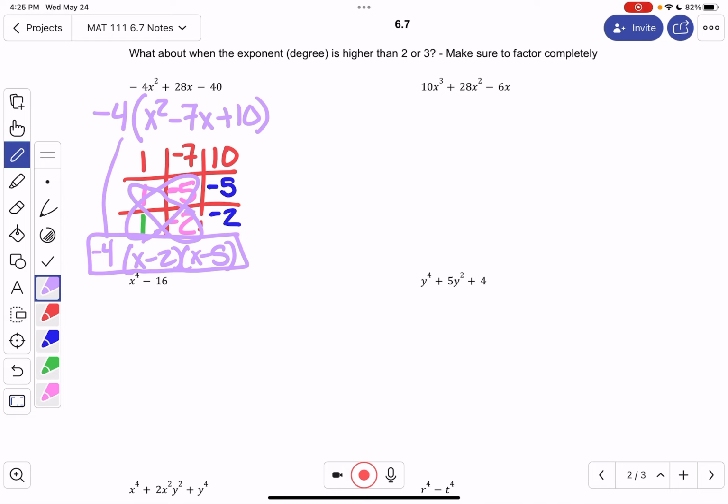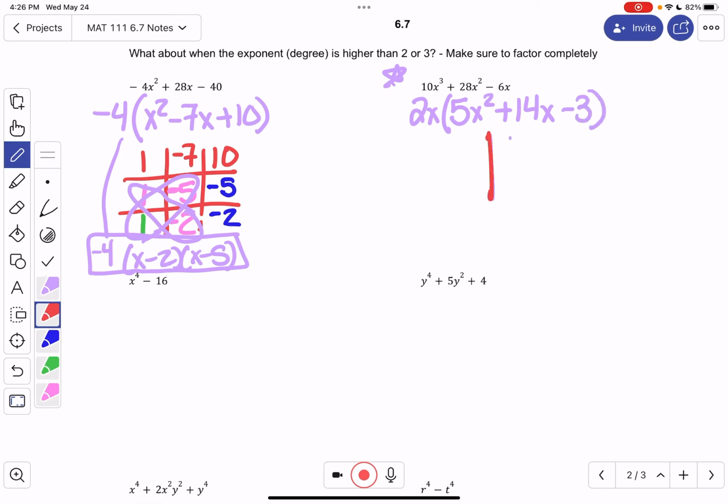Now, sometimes if we look at that, our exponent is higher than 2. For this next one over here, that just means we have a greatest common factor with an x, because all the terms have an x. So if I take 2x out of this one, 10 divided by 2 is 5, x cubed divided by x is x squared, 28 divided by 2 is 14, and 6 divided by 2 is 3.